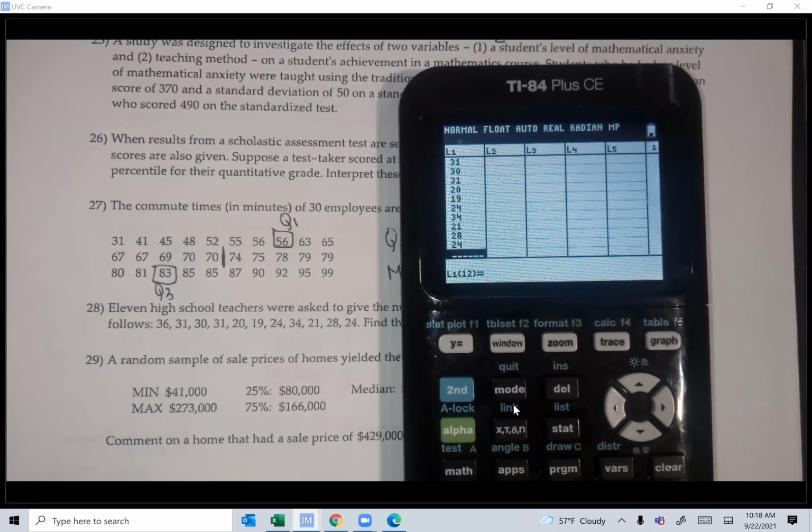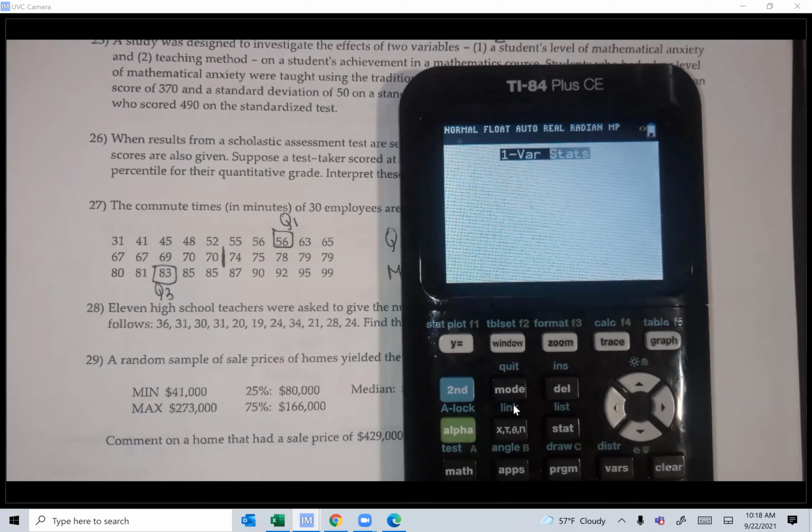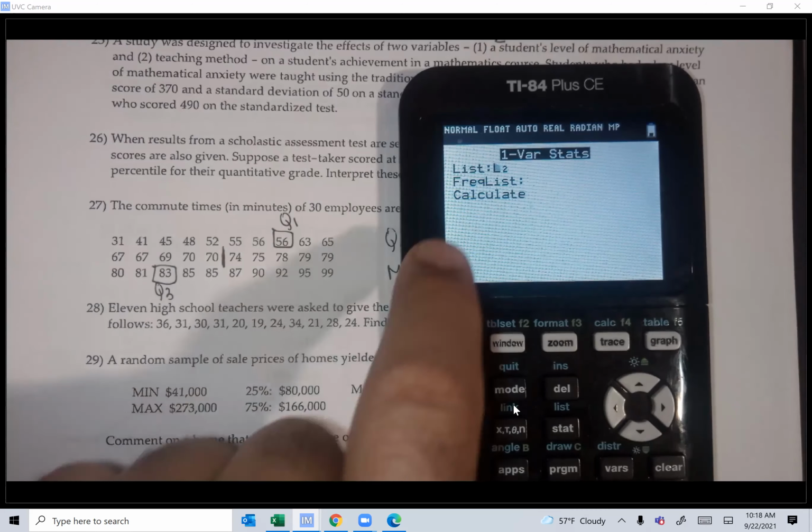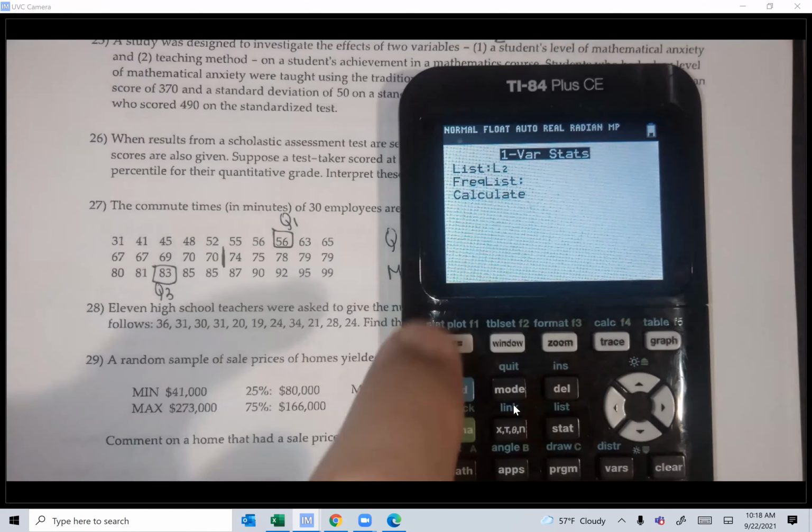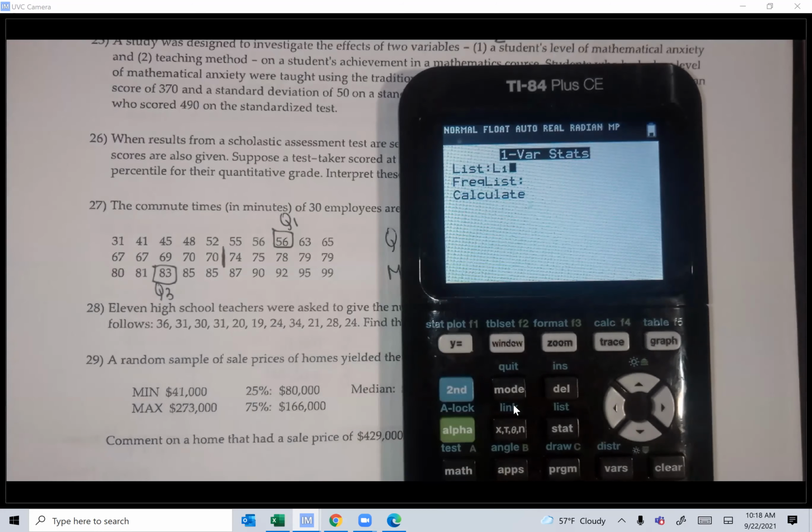All right, and here's how we find the mean and the median. You go stat, calc, one variable statistics. Okay, see, this is L2. I need to change it back to L1. So you press the second key and number 1.